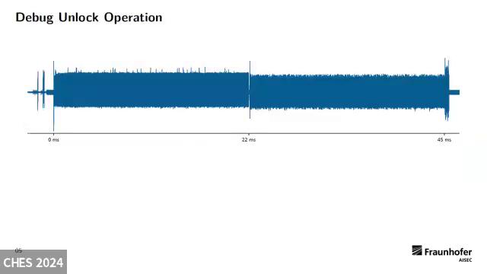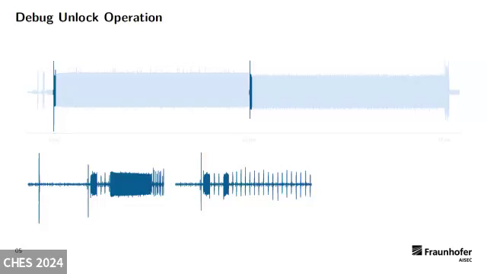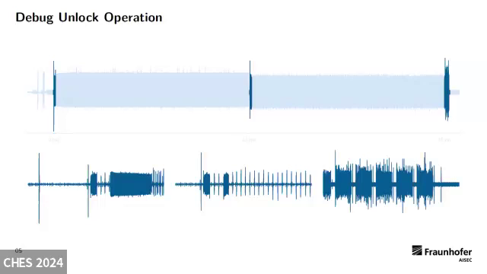Okay, with this knowledge, let's take a look at what happens inside a microcontroller when we perform this transition from limited debug access to full debug access. What you can see here is the electromagnetic emanation of 1 microcontroller. The entire operation takes about 45 milliseconds. And there are 3 important parts in this EM trace. The first is here at the beginning. The second is in the middle. And the third is in the end.